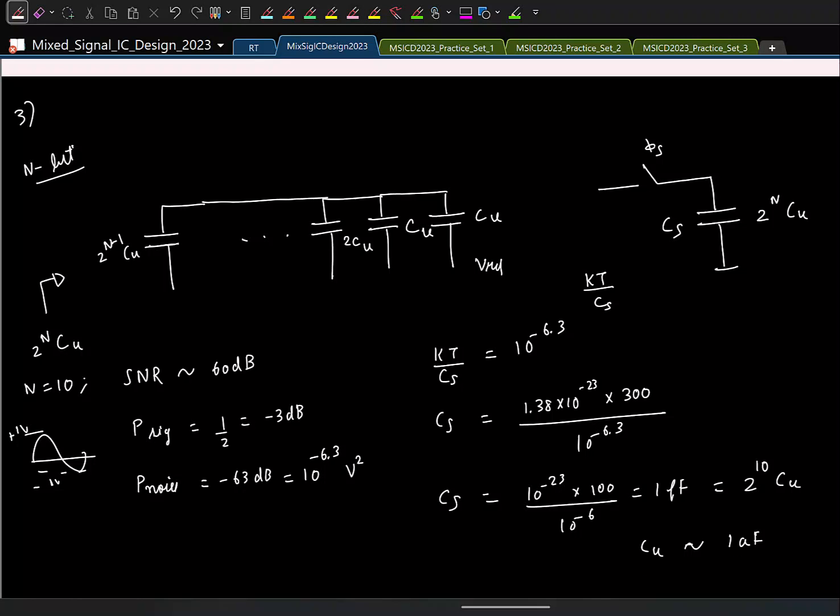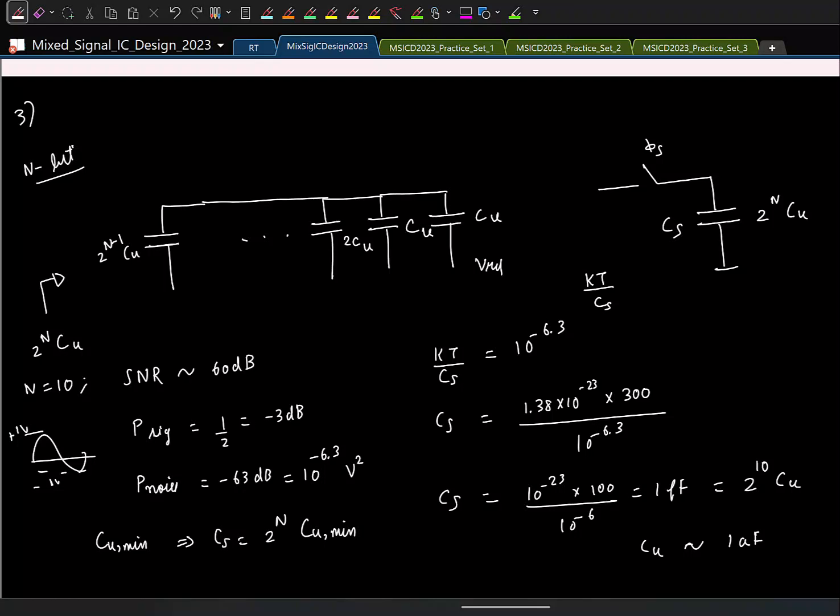small. Basically it turns out we can't realize such small capacitors reliably on chip. So given a technology, you will find that the minimum capacitance you can realize reliably on chip will be something. Let me call that Cu minimum. So unit capacitance cannot be smaller than this. So basically what you will have to do is choose your sampling capacitance to be 2 power n times the Cu min.